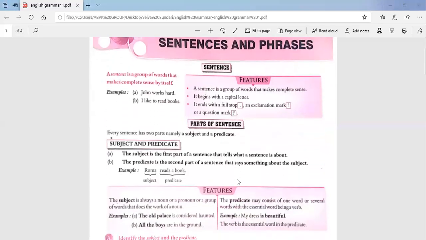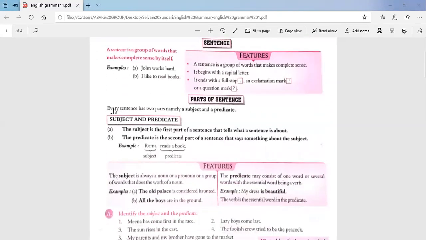Now coming to the parts of sentence. Every sentence has two parts, namely a subject and a predicate. Here you should remember every sentence has two parts, a subject and a predicate. Here we will know what is subject and what is predicate. The subject is the first part of a sentence that tells what a sentence is about. The predicate is the second part of a sentence that says something about the subject.